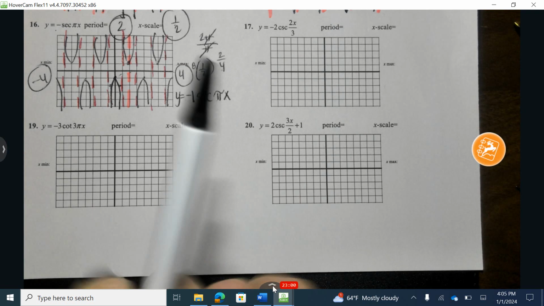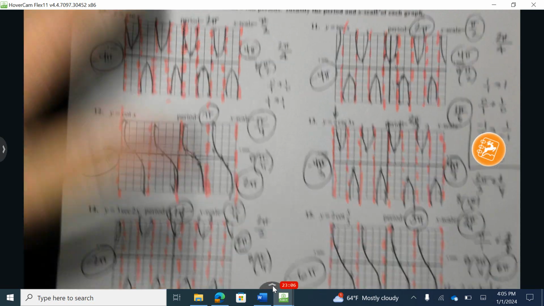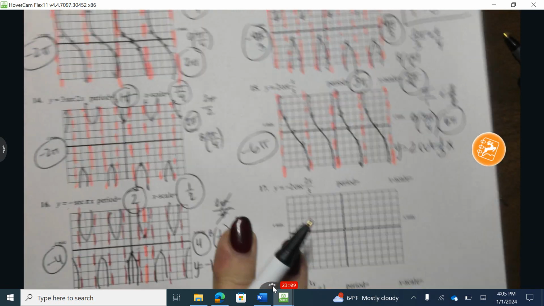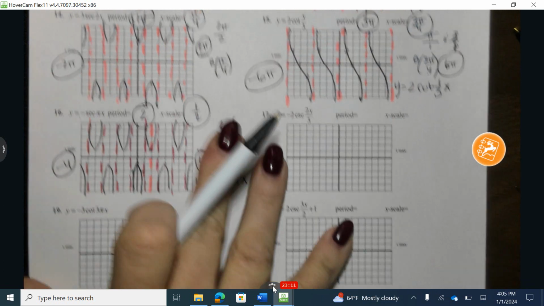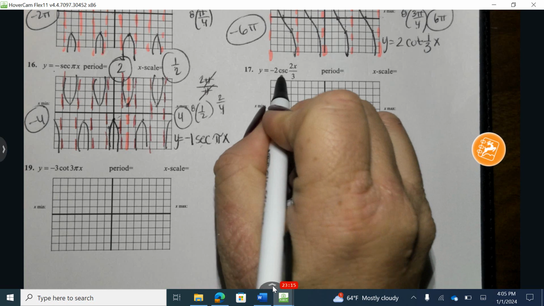Okay, so when I look at cosecant, I'm going to revert back to number 10. So if you have your paper done, I'm going to look back to number 10. Now the number in front of the x is different than 1, so my period length will change, and so will my x scale. I'm going to figure that out right now.